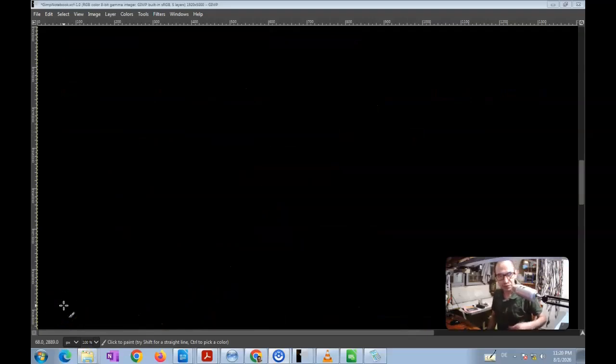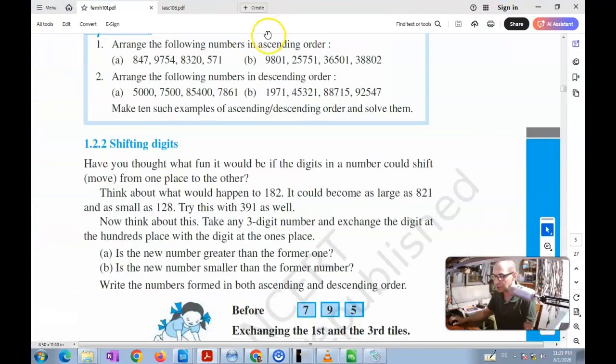Okay, so now let's do these exercises related to arranging these numbers. We have to arrange the following numbers in ascending order. In ascending order, what that means is that you want to arrange the numbers in such a way that you start from the smallest number, meaning that you keep going up, and you end up with the largest number on the list, right?